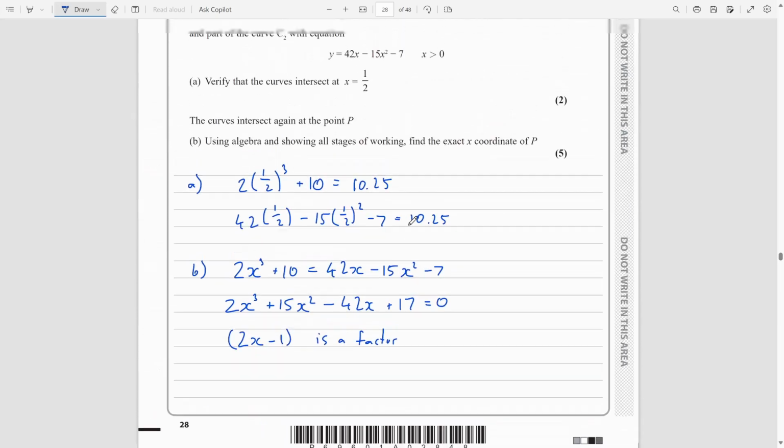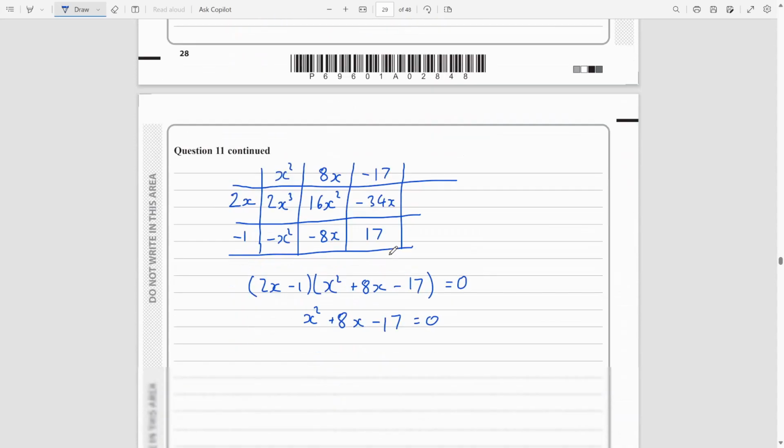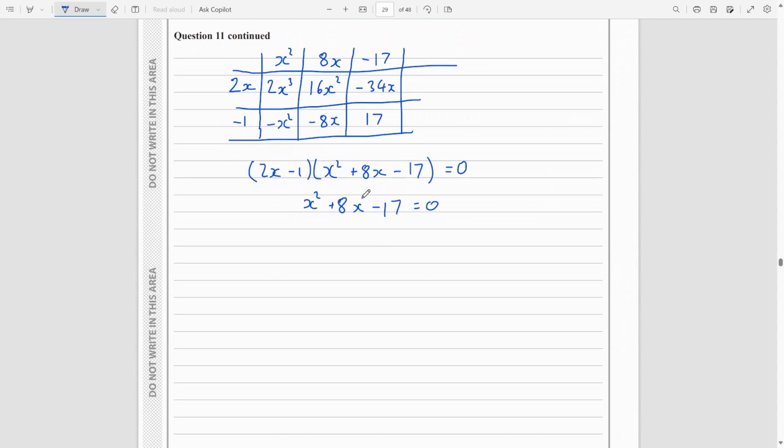So how do they want the answer? They want using algebra and showing all stages of working. Okay, so I just need to solve this now. And since they said showing all stages of working, I'll just resist the urge to key this all into my calculator immediately.